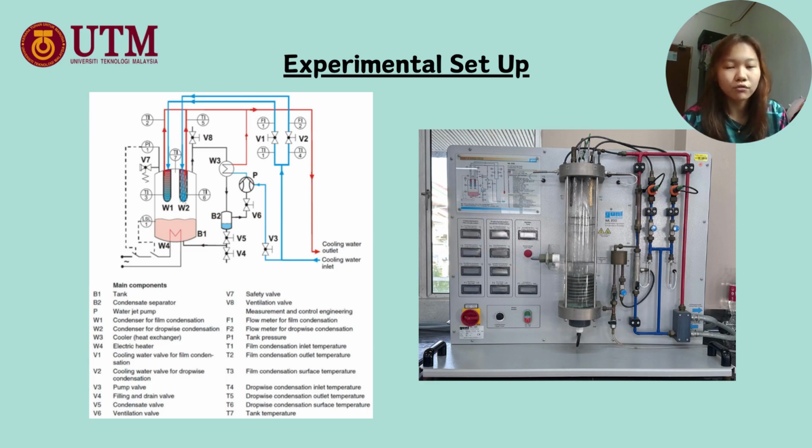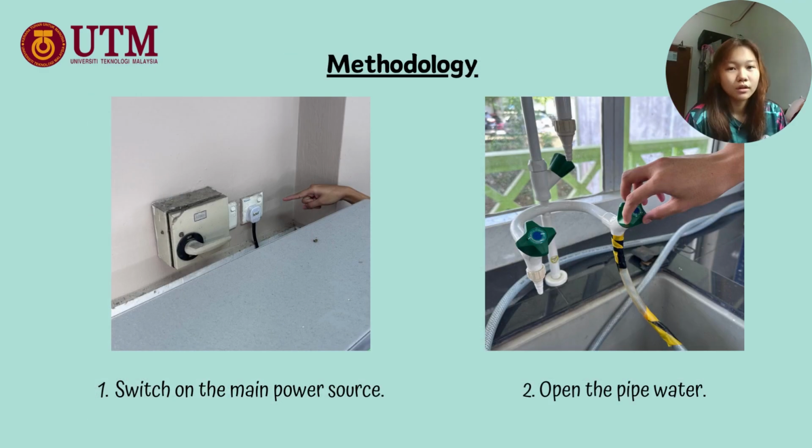F1 flow meter for film condensation, F2 flow meter for dropwise condensation, P1 tank pressure, T1 film condensation inlet temperature, T2 film condensation outlet temperature, T3 film condensation surface temperature, T4 dropwise condensation inlet temperature, T5 dropwise condensation outlet temperature, T6 dropwise condensation surface temperature, and the last one, T7 tank temperature.